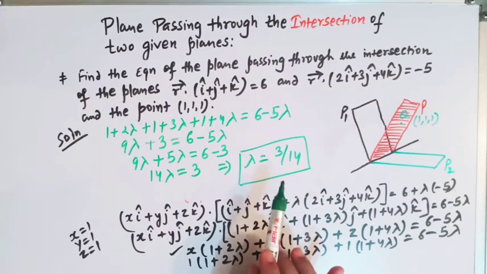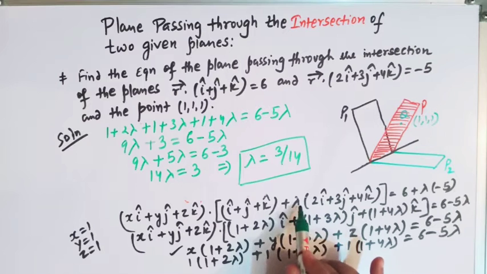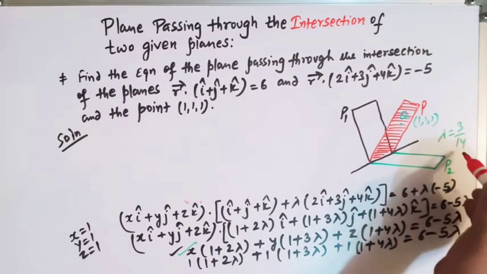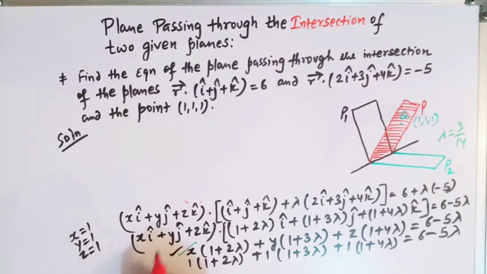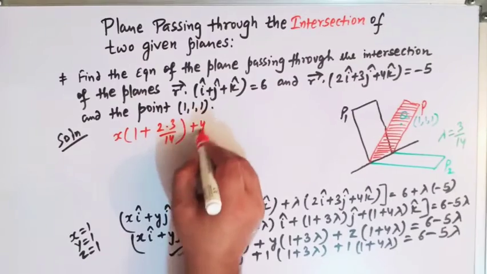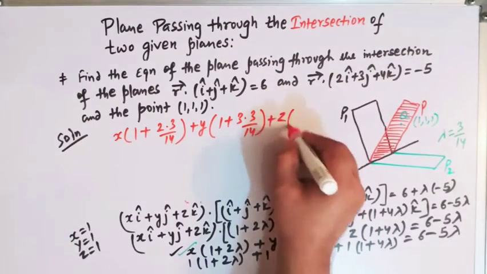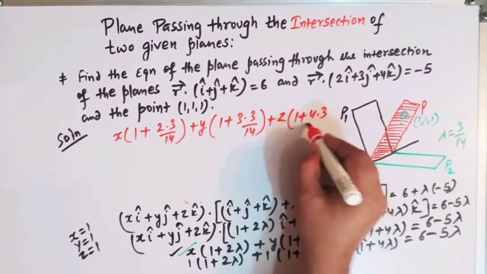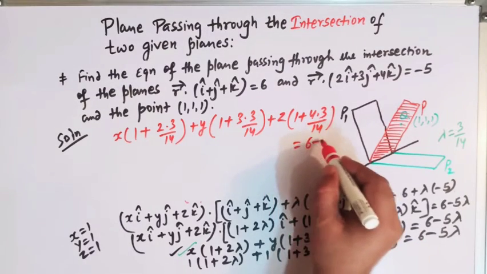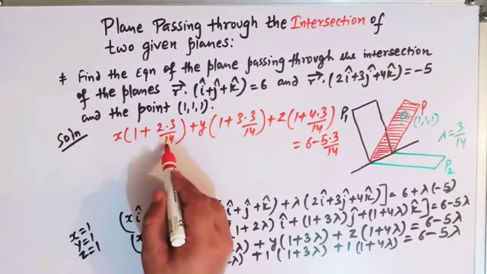Now we can substitute this value of lambda in this equation. We can substitute it either in this equation or in this equation, right? Here also we can substitute. Now if we substitute lambda equal to 3 by 14 here, then we get x times (1 plus 2 times 3 by 14), then y times (1 plus 3 into 3 by 14) plus z times (1 plus 4 times 3 by 14) is equal to 6 minus 5 times 3 by 14.